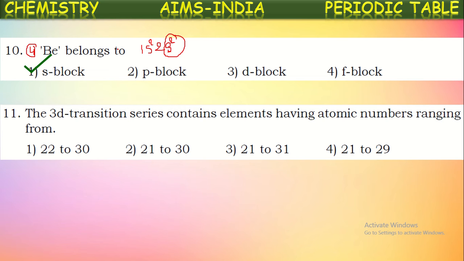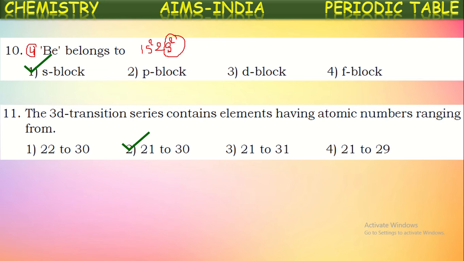Out of these, the first horizontal row is present in the fourth period, from scandium to zinc, the 21st element to the 30th element. They contain their outermost electron or differentiating electron in their 3d subshell. That's why these are also called 3d transition series elements. Okay, the 3d transition series contains elements from scandium to zinc, that is, from atomic number 21 to atomic number 30. The next period contains the 4d transition series.